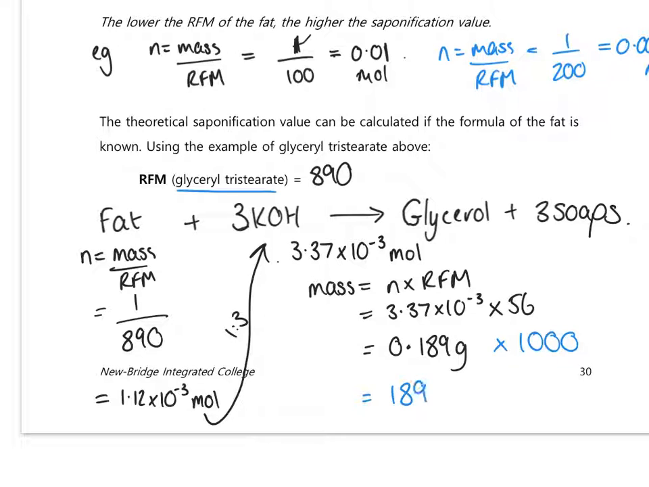Needs to be in milligrams, so that gives us 189 milligrams. So your theoretical saponification value for glycerol tristearate is 189 milligrams. That means it would take 189 milligrams of potassium hydroxide to hydrolyse 1 gram of glycerol tristearate.